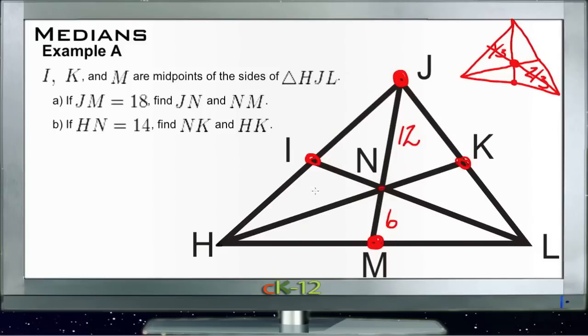And we can verify that because obviously 6 is half of 12, and MN should be 1/2 of NJ, and it is. And then we know that HN is 14, and we need to find HK and NK. Well, both of them, sorry. NK would be half of 14, that's 7. And then HK all the way across would just be 14 plus 7, which is 21. So HK is 21. That's it. Let's take a look at example B.